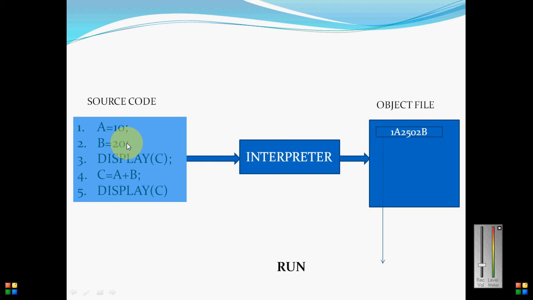Then it reads the second instruction and converts it to machine code, then runs it. When it reaches the third line, it also gets confused like the compiler because it does not know about variable C, and gives a bug. Then it continues to the fourth line, reads it, converts it to machine code and runs it. Then it reads the fifth line, converts it to machine code, then runs it.